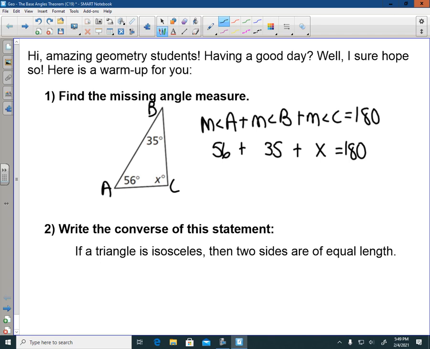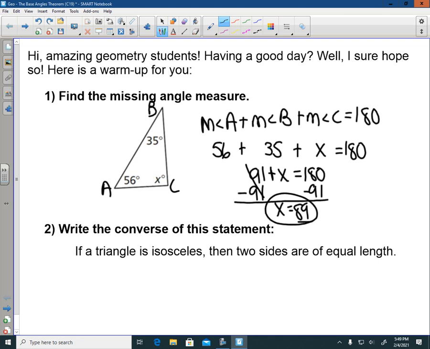Now we're going to add up 56 plus 35. 56 plus 35 is 91. And to that, we're going to add our x, and that's going to equal 180. Now subtracting 91 from both sides gives us that x equals 89. And there you go. So knowing that all three interior angles of any triangle sum to 180 made it so we could solve this problem, and that means that you understand what a theorem is trying to tell you to do.